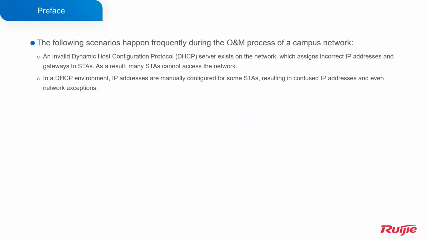The following scenarios happen frequently during the OM process of a campus network. For example, an invalid DHCP server exists on the network, which assigns incorrect IP addresses and gateways to STAs. As a result, many STAs cannot access the network. Or in a DHCP environment, IP addresses are manually configured for some STAs, resulting in confused IP addresses and even network exceptions. So to solve these problems, we can use IP source guard, and let's see it.